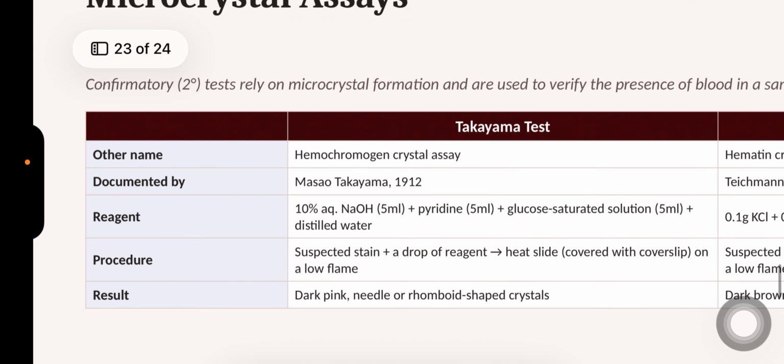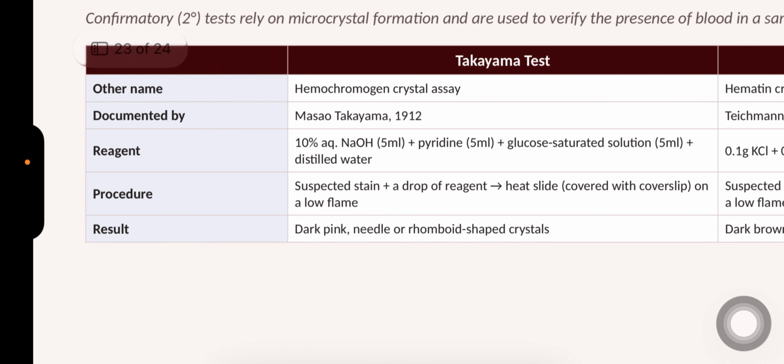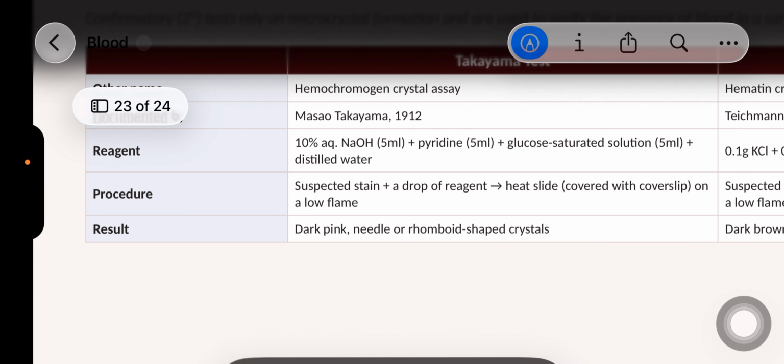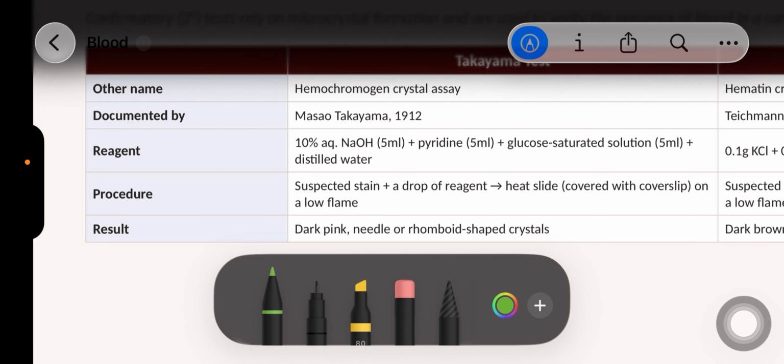Now, the Takayama test's other name is hemochromogen crystal assay. It was documented by Misao Takayama in 1912. The reagent in it is 10% aqueous NaOH 5 ml plus pyridine 5 ml plus saturated glucose solution 5 ml plus distilled water. Procedure for it is: add a drop of reagent on your suspected stain, heat the slide while covering it with a cover slip on a low flame. The result you get is dark pink needle or rhomboid shaped crystals.